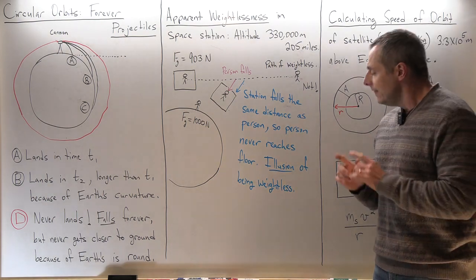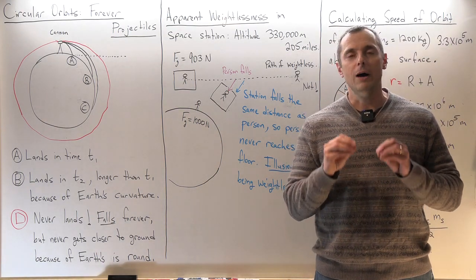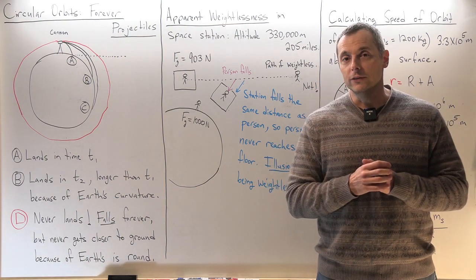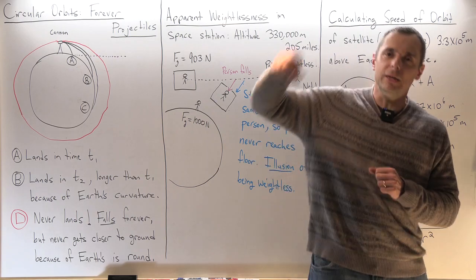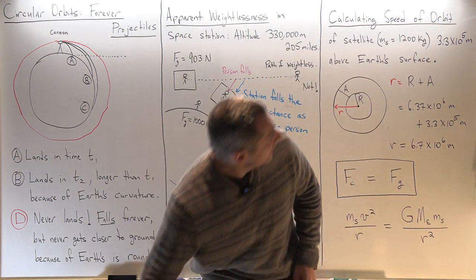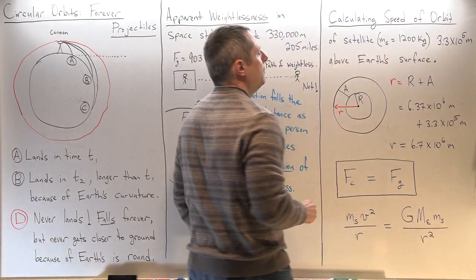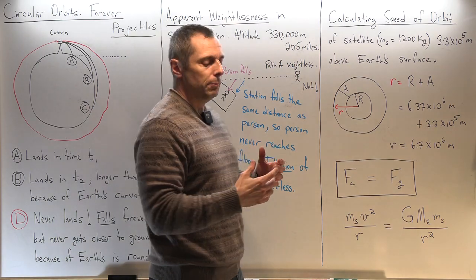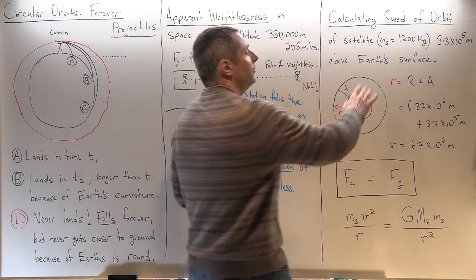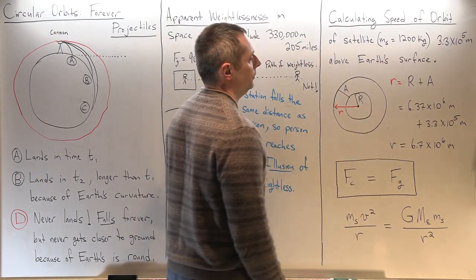All right, now the next thing we're going to do is calculate the speed of objects in orbit at the altitude of the space station. How fast must they be going to maintain this orbit? Calculating the speed of orbit of a satellite: I made up a mass. It's not the space station. Suppose it's a satellite for communication of cell phones or something like that. It's got a 1,200 kilogram mass and it's at this altitude above the Earth's surface.